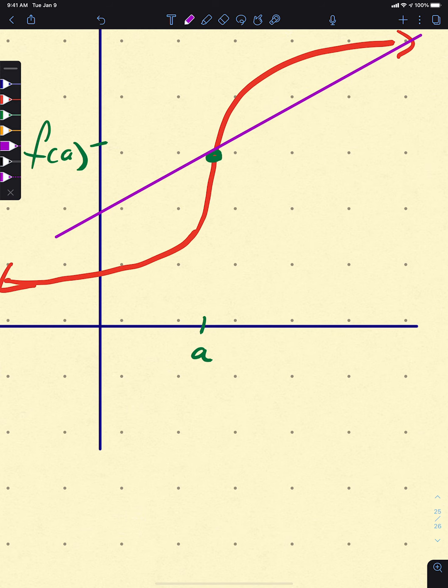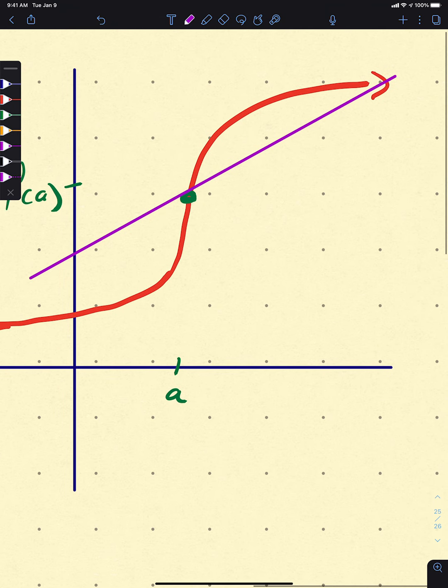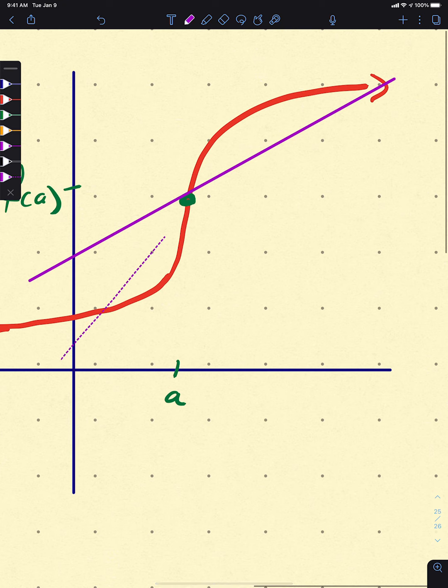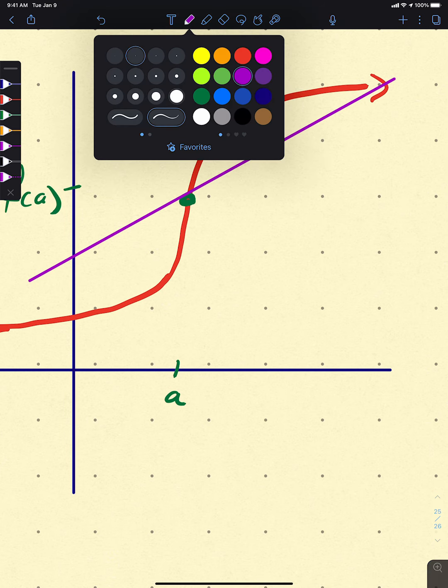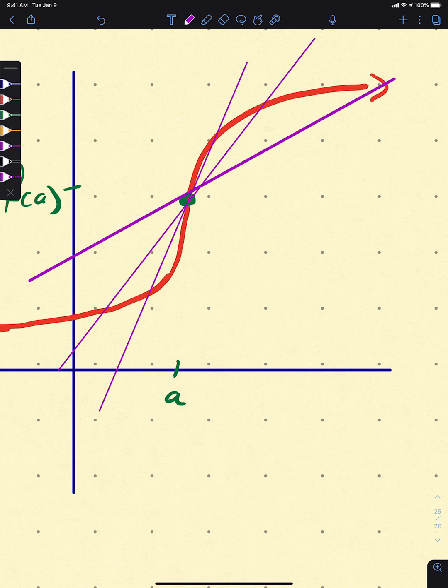First one might look like this. Since I'm zoomed in, I'll make our line a little bit thinner. As we approach, we might get something like that. Then we might get something like that. And if you'll notice, the line we're approaching here is vertical. And this is a problem.